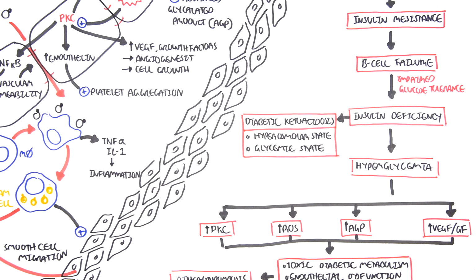In the hyperosmolar state, what happens is that because you have so much glucose in the blood, it gets urinated out and thus dragging water with it. And this leads to a hyperosmolar state, essentially a dehydrated state. And then you have the hyperglycemic state, which is essentially high blood glucose levels in the blood.